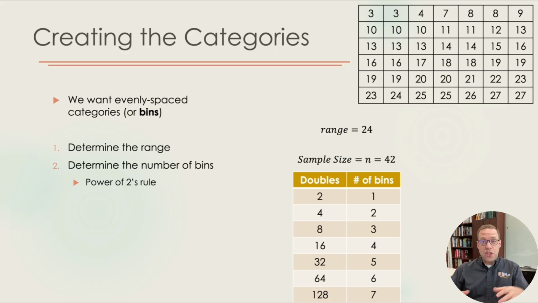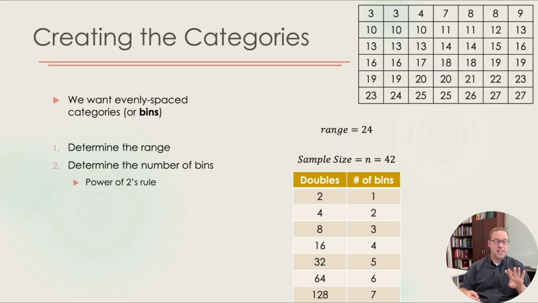All right? So let's do this as an example here. We have 42 data points. How many times do I have to do my doubles to reach the number 42? Okay? So we start off, we do 1 double, that gets us to 2. So that's 1 bin. Double again, 4, that would be 2 bins.